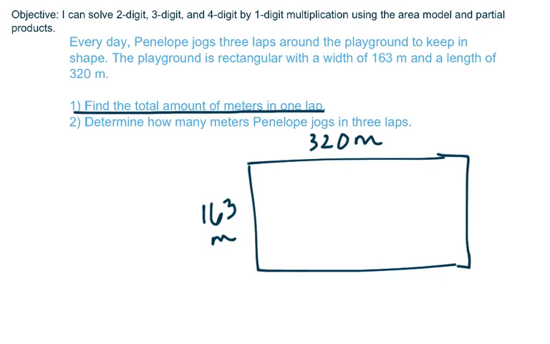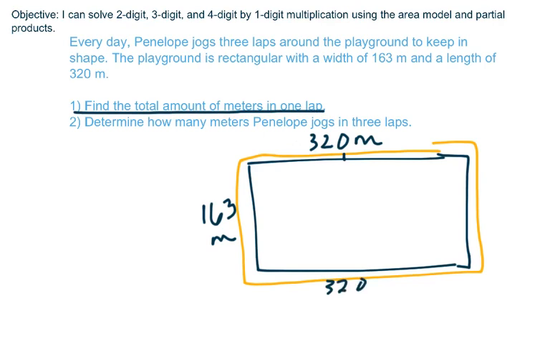Okay, find the total amount of meters in one lap. So I've got to find, if she were to travel all the way around this playground, how far would she run in one lap? Well, if you're thinking what I'm thinking about my knowledge of perimeter, I know that if this side is 320, this side must also be 320. And if this side is 163, this side should also be 163.